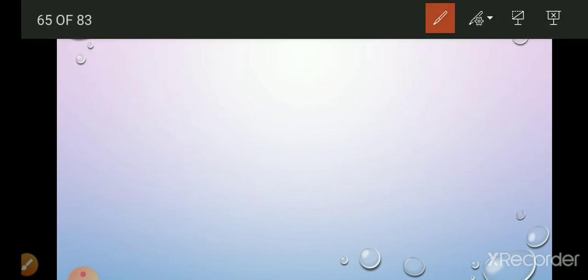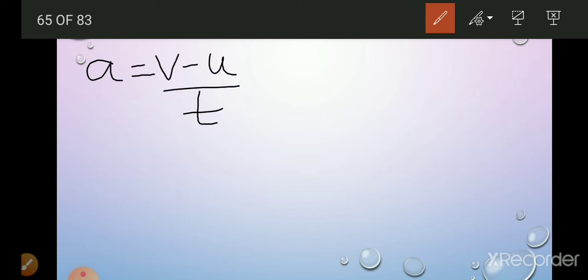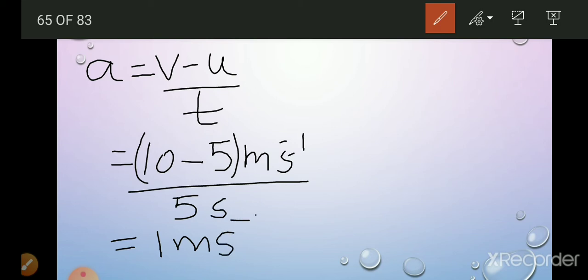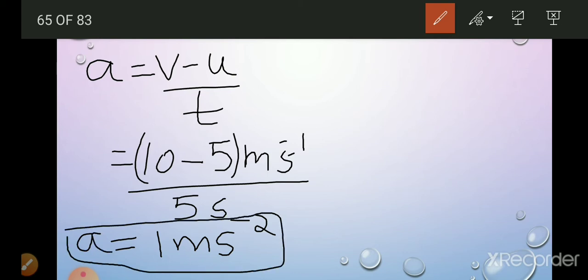Okay, so now let us use the first equation to solve for the acceleration. a is equal to v minus u divided by t. If you substitute, v is 10 and u is 5, in meter per second, divided by time, which is 5 seconds. 10 minus 5 is 5, 5 divided by 5 is equal to 1 meter per second square. That is the acceleration.